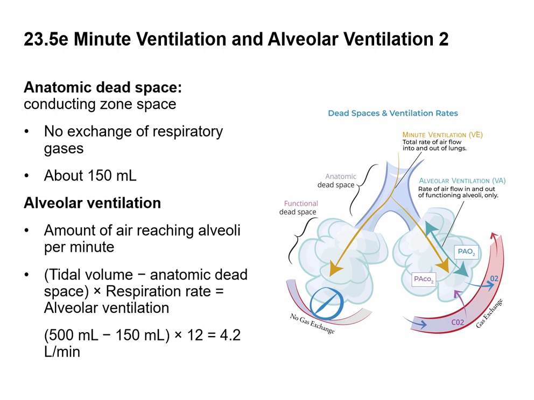So it goes in through the oral cavity or nose, pharynx, larynx, trachea, primary, secondary, tertiary bronchi, bronchioles, terminal bronchioles, but it never quite reaches the respiratory zone, and so there's no exchange of gases. Alveolar ventilation, as we mentioned, is the amount of air that actually reaches the alveoli and is capable of being involved in gas exchange. So it's the rate of airflow in and out of functioning alveoli only.